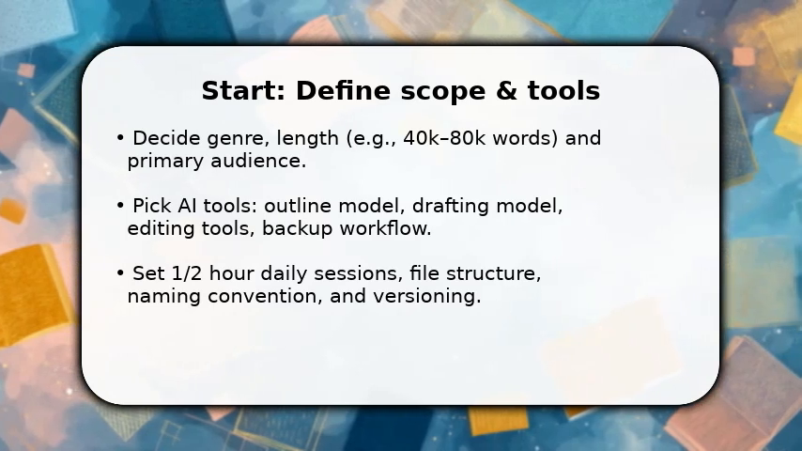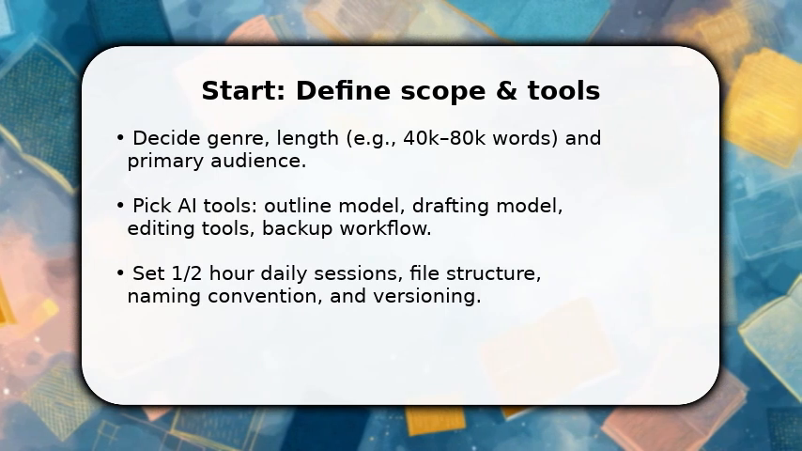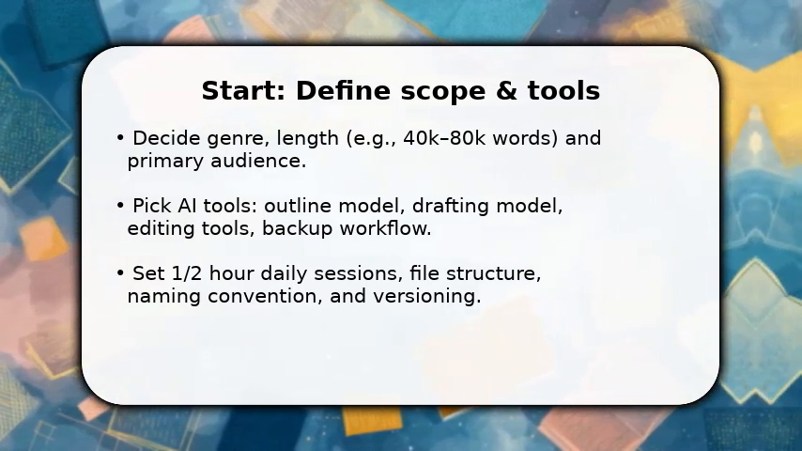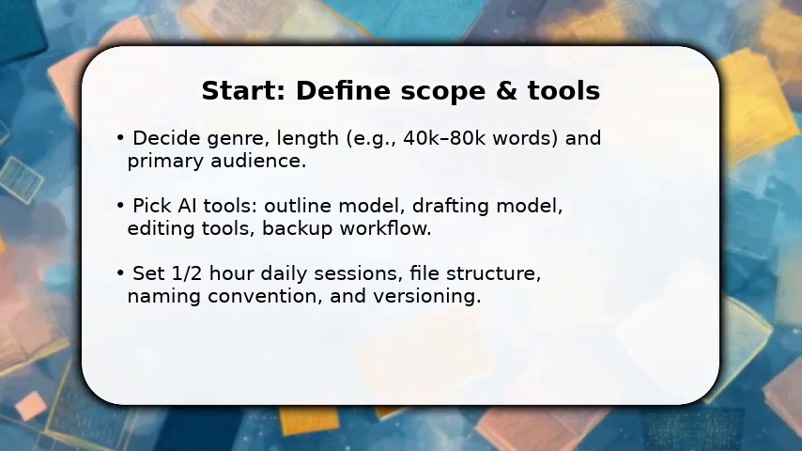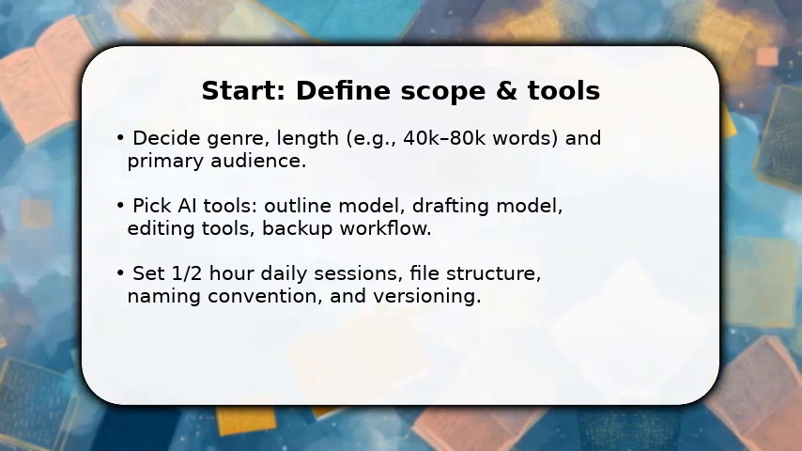Enjoy the video. You begin by locking the project boundaries, genre, target reader, and a realistic word count. Once done, choose specific AI tools for outlining, drafting, and editing so you avoid switching mid-process. Make sure to create a simple folder and versioning system, date plus version, so you can roll back.